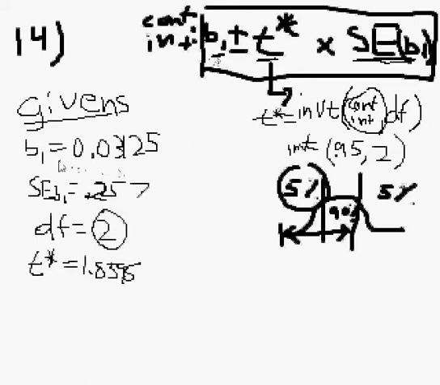Alright. So now we have all we need. We have the b1 in the equation, we have the standard error of b1 in the equation, and we have our t radical. So we just plug that in. So b1 equals 0.03125. I have to do plus or minus t radical, which is 1.859, times your standard error of b1, which is 0.527.